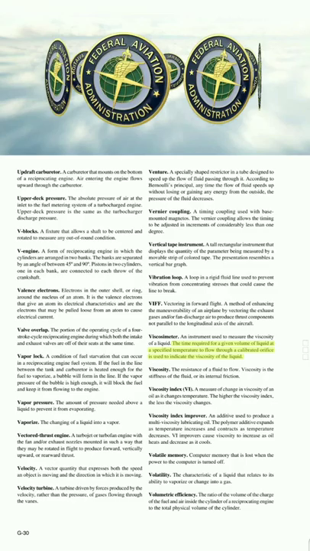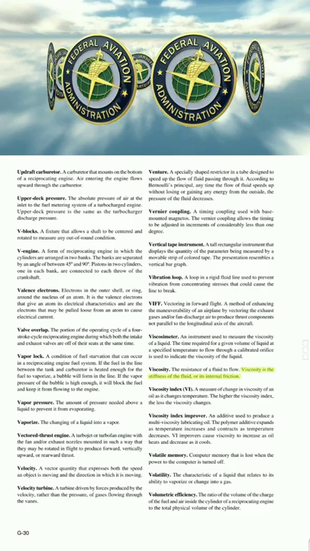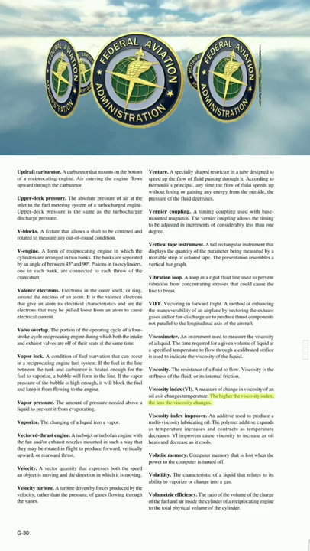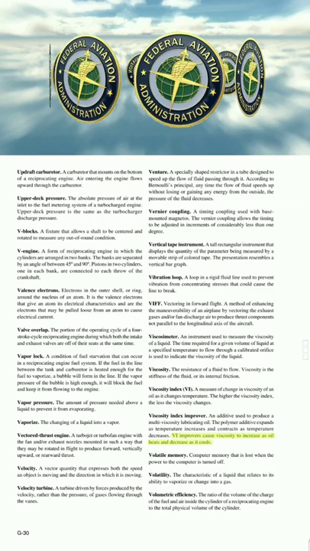Viscosity. The resistance of a fluid to flow. Viscosity is the stiffness of the fluid, or its internal friction. Viscosity index. A measure of change in viscosity of an oil as it changes temperature. The higher the viscosity index, the less the viscosity changes. Viscosity index improver. An additive used to produce a multi-viscosity lubricating oil. The polymer additive expands as temperature increases and contracts as temperature decreases. VI improvers cause viscosity to increase as oil heats and decrease as it cools.